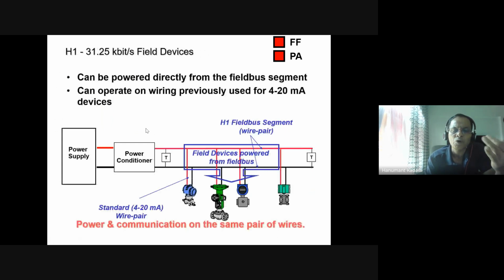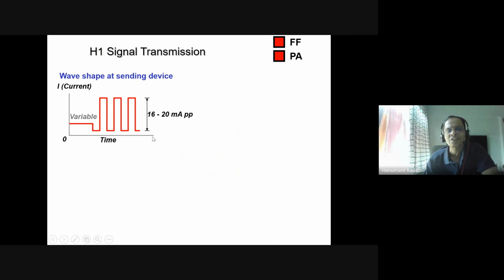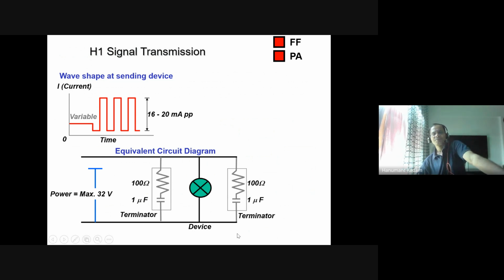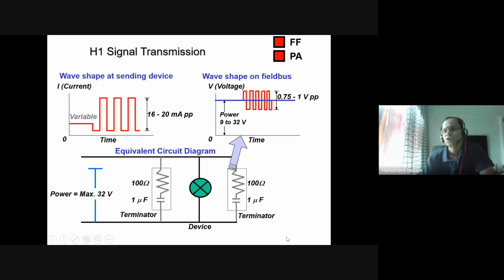H1 is for automation field devices. Actually, H1 signal transmission, wave shape at the sending device. This is the current you see, 16 to 20 milliampere peak to peak, power maximum 32 volt. An equivalent circuit, as you see, 100 ohm and 1 microfarad in the terminator, and this is a device. So the wave shape for the field bus is like this, 0.75 to 1 volt peak to peak.